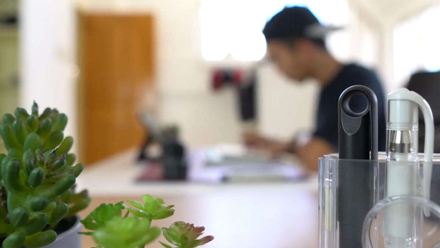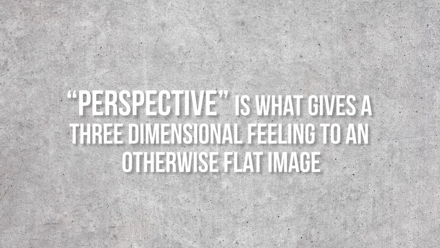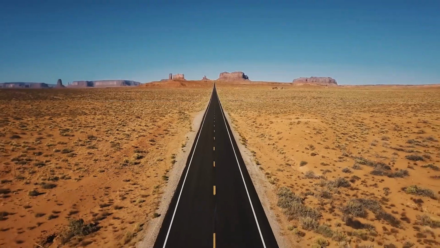One of the most valuable tools in an architect's arsenal of sketching is the perspective. So by definition, a perspective is what gives a three-dimensional feeling to an otherwise flat image. It gives objects in the drawing a sense of distance where closer objects look larger and further objects look smaller.